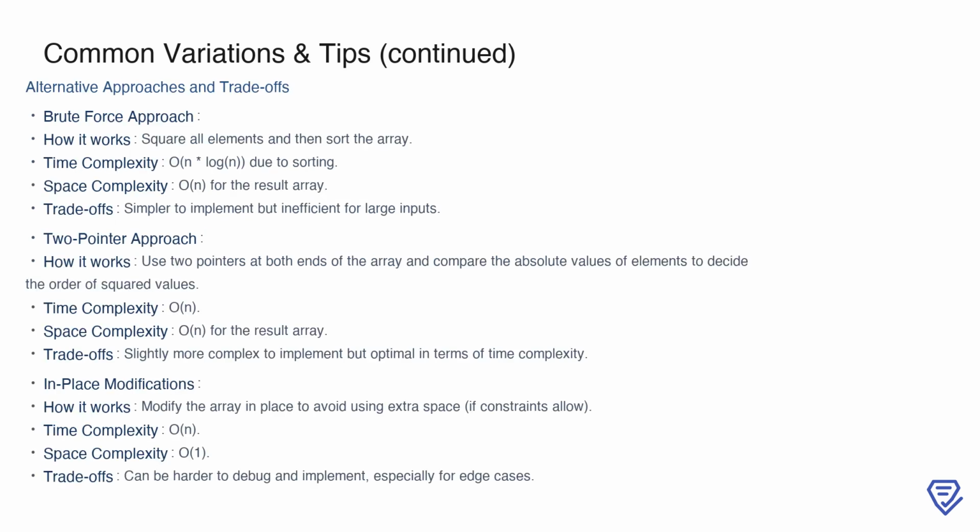Finally, let's compare some alternative approaches and their trade-offs. The brute force approach involves squaring all elements and then sorting the array. While simple to implement, its time complexity is O(n log n) due to the sorting step, and it uses O(n) space for the result array. On the other hand, the two-pointer approach is more efficient. By comparing absolute values at both ends of the array, we can determine the order of squared values in O(n) time. This method also uses O(n) space for the result array but is optimal in terms of time complexity.